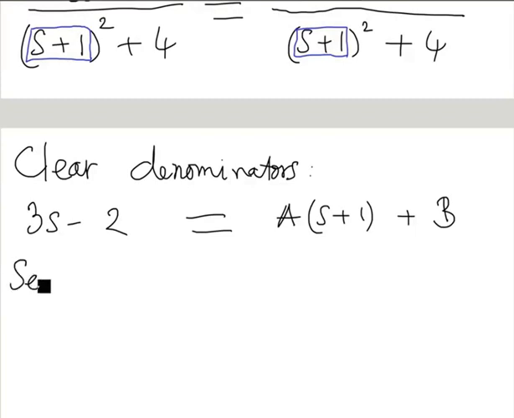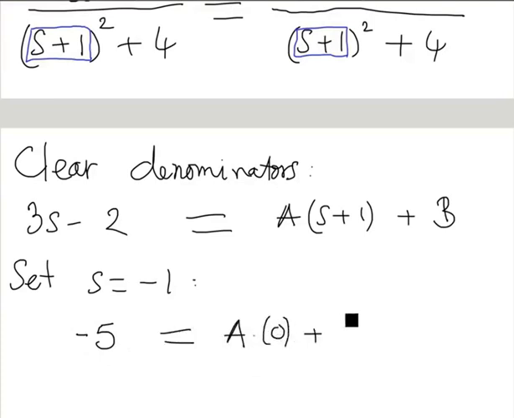But for me, I'm going to choose special values of s. Say s equal to -1 here. I will kill this first factor. With s equal to -1, the left hand side will be -5, equal to a times 0 plus b. So I get b equal to -5.